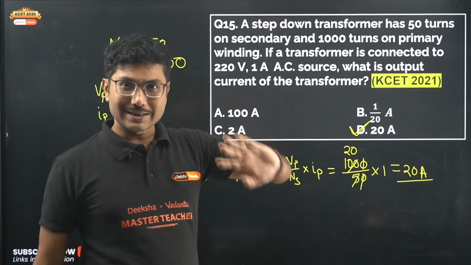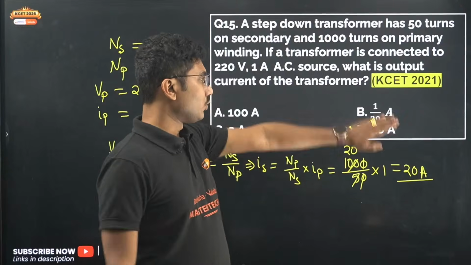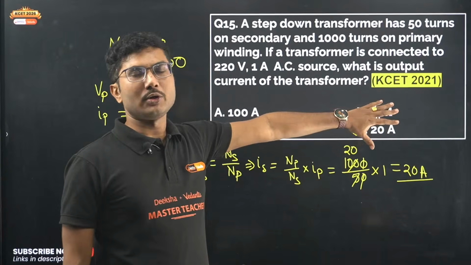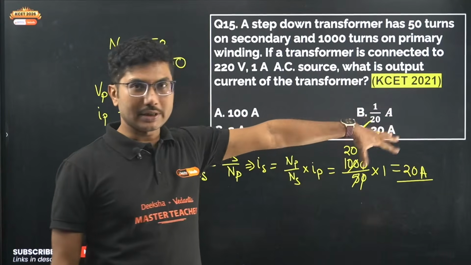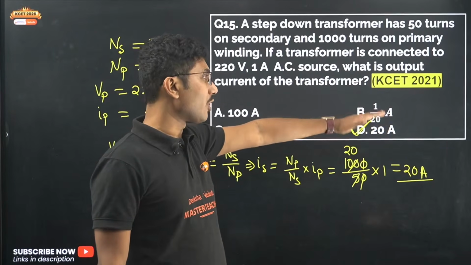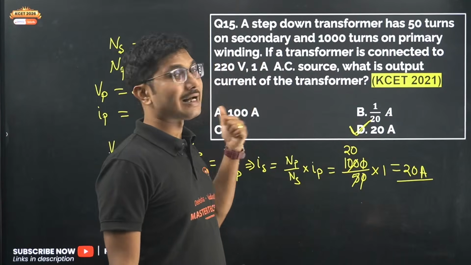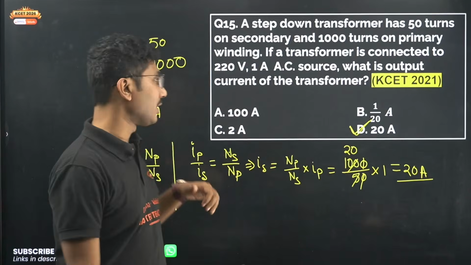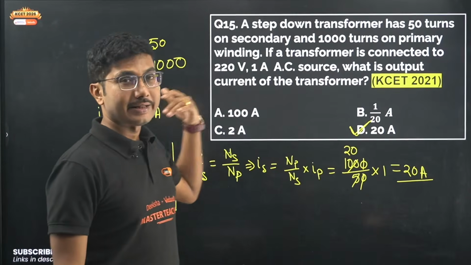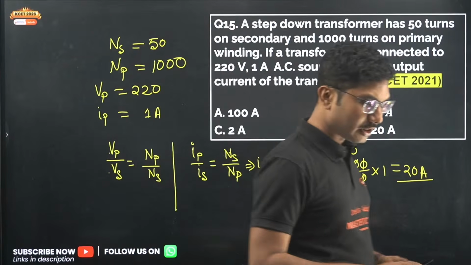So there is a way to guess in this case also. If you see 2 and 20, one of them will be correct, because the digits are close to each other. And if you realize that because it's a step down transformer, voltage is decreasing, that means current should increase. So that means it will be 20 ampere. This is also a logic to use.